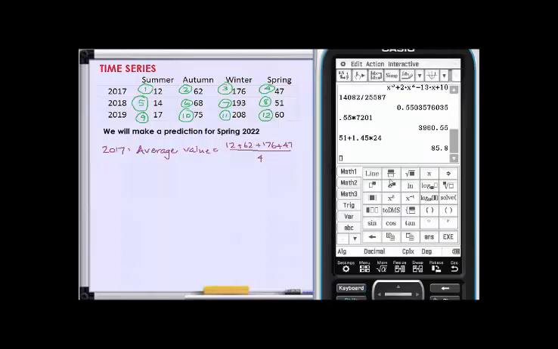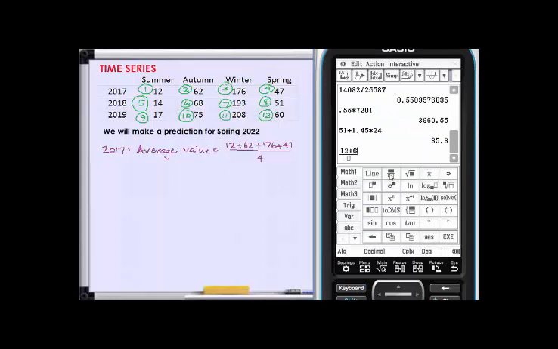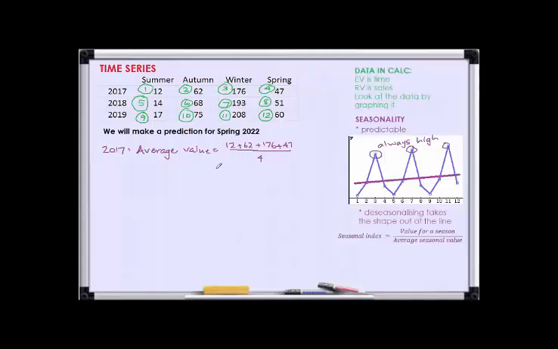So I'll pop that into the calculator. Of course I'll use my fractions button, because if I don't do that I can make mistakes that I don't want to make. So there are my numbers all over 4, and I end up with 74.25.